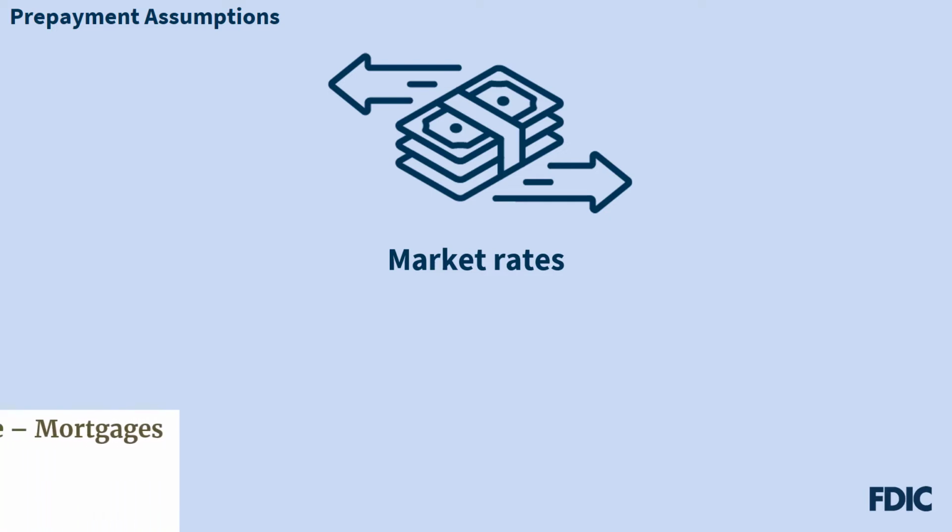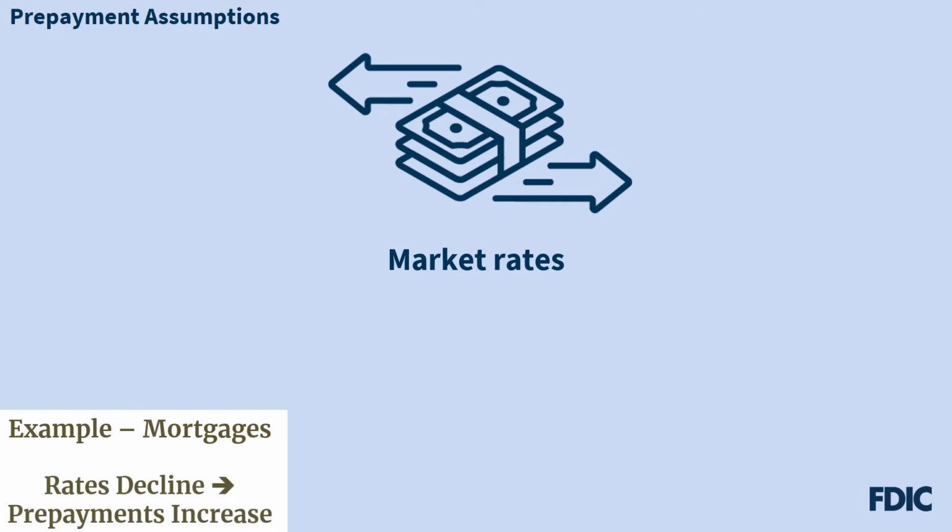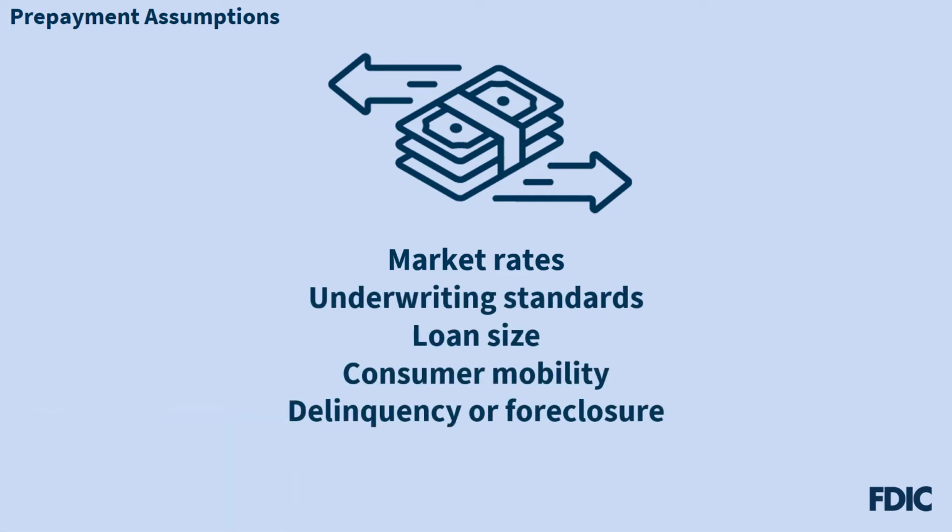Mortgages are a prime example of assets with this form of embedded option risk. As market rates decline, prepayment speeds accelerate as borrowers take advantage of the low rate environment to refinance their mortgages. Other factors that impact prepayments include underwriting standards, loan size, consumer mobility, and delinquency or foreclosure. The seasoning of a loan also impacts prepayments, as loans that have been on the books for many years or are nearing maturity will tend to stay on the books regardless of rate changes.